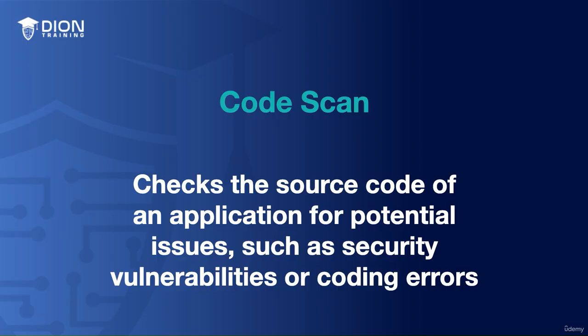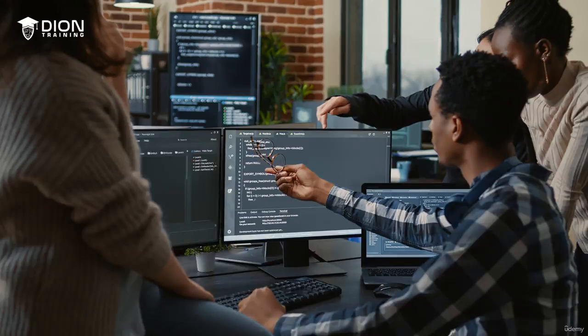A code scan will check the source code of an application for potential issues, such as security vulnerabilities or coding errors. This is often done as part of a software development process to catch and fix issues early. Code scans can be completed using either static code analysis or dynamic code analysis techniques as well. For example, if you're working as part of a software development team that's creating a new web application, you might want to perform a code scan to ensure the application's security and functionality is working as you designed.